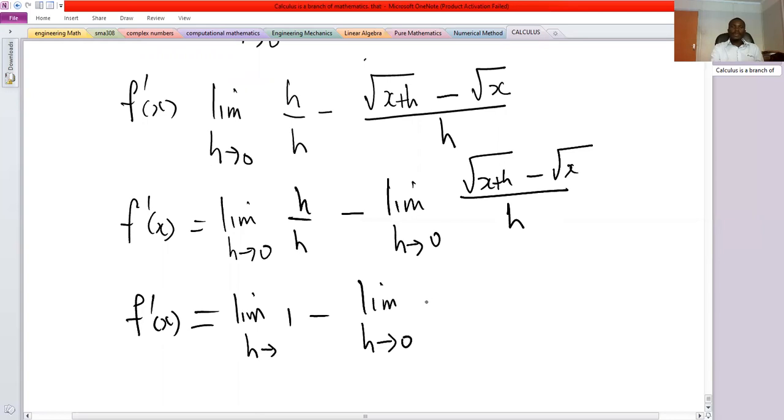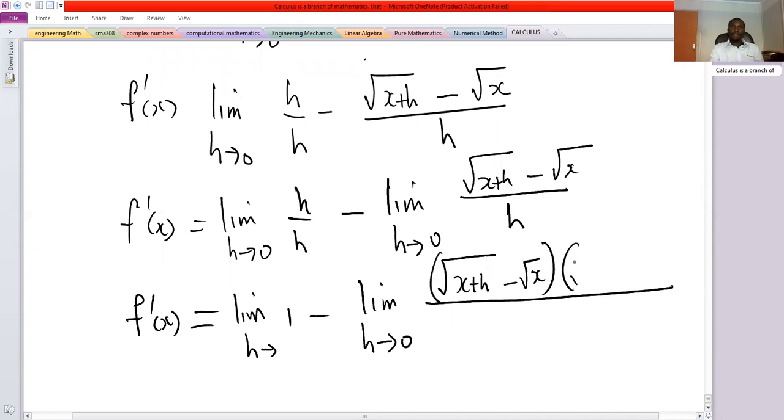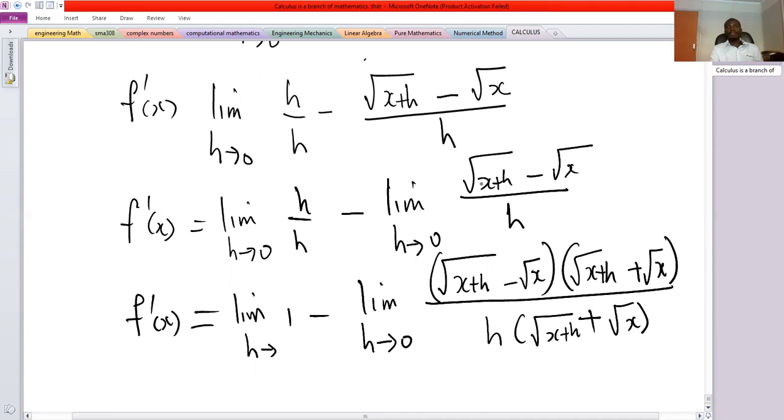For this one, I rationalize the numerator. So I have square root of x plus h minus root x. The conjugate of this will be square root of x plus h, now plus root x, and then h into square root of x plus h plus square root of x. I'm just using conjugation at this point here.